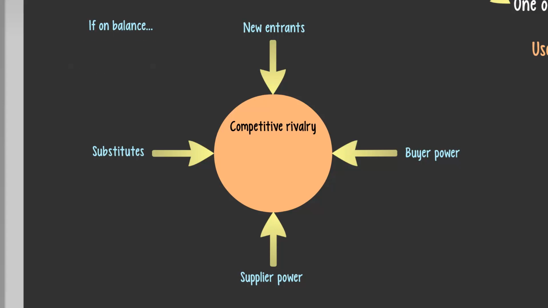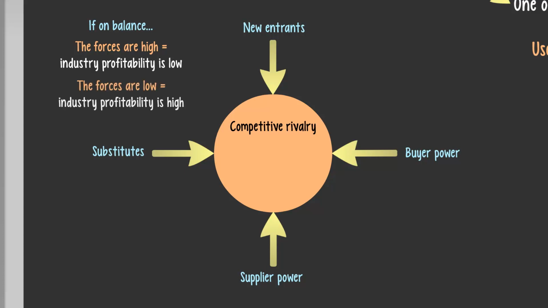So if on balance the forces are high, then the industry profitability will be low. But if the forces acting upon the industry are low, then it would be considered that profitability in the industry would likely be high. And of course, if you're using it to decide whether to enter a market, forces are low, it's a good industry to enter. Forces are high, it's not an industry you would enter.